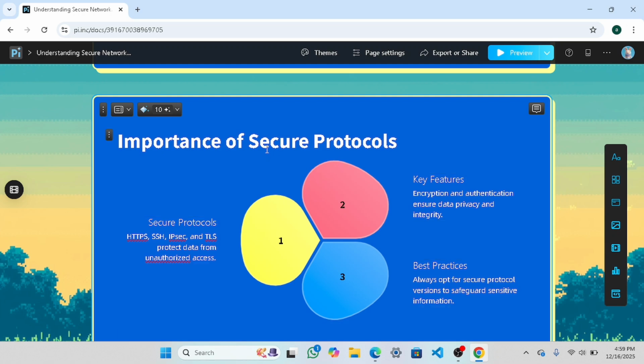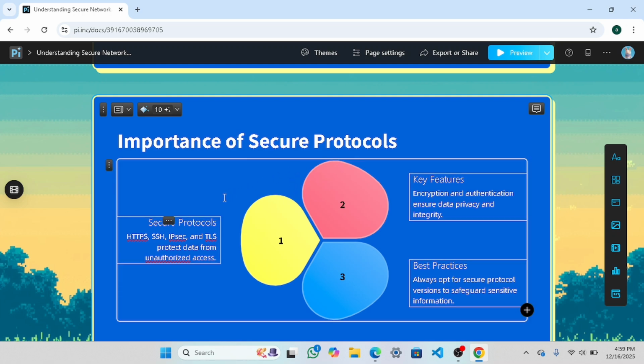Now, what is the importance of these secure protocols? We saw many secure protocols, like HTTPS and TLS, that protect data from unauthorized access. Key features: encryption and authentication, data privacy, and data integrity. What is the best practice? Always opt for secure protocol versions to safeguard sensitive information. If I try to summarize this video in an easy way, secure protocols protect data in transit, right? HTTPS, SSH, IPsec, and TLS are important. Encryption plus authentication makes networks safe. Always use secure versions of protocols.